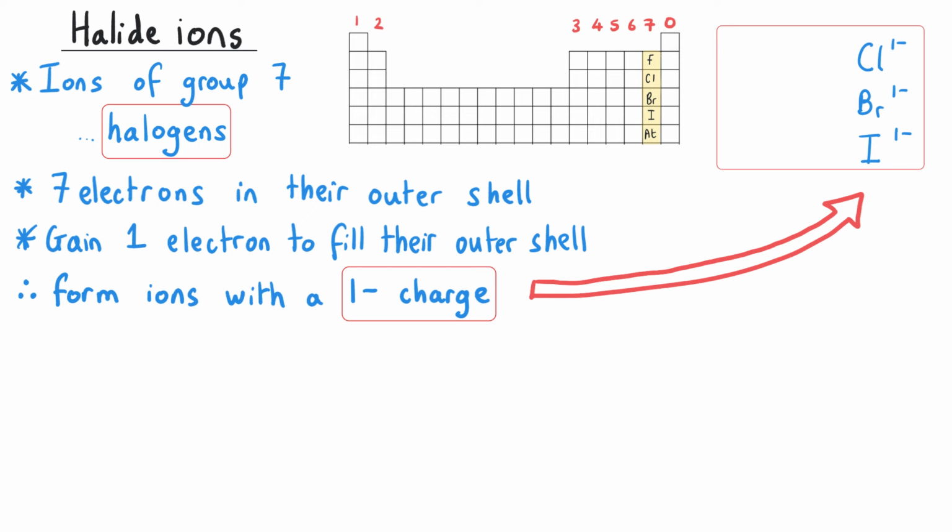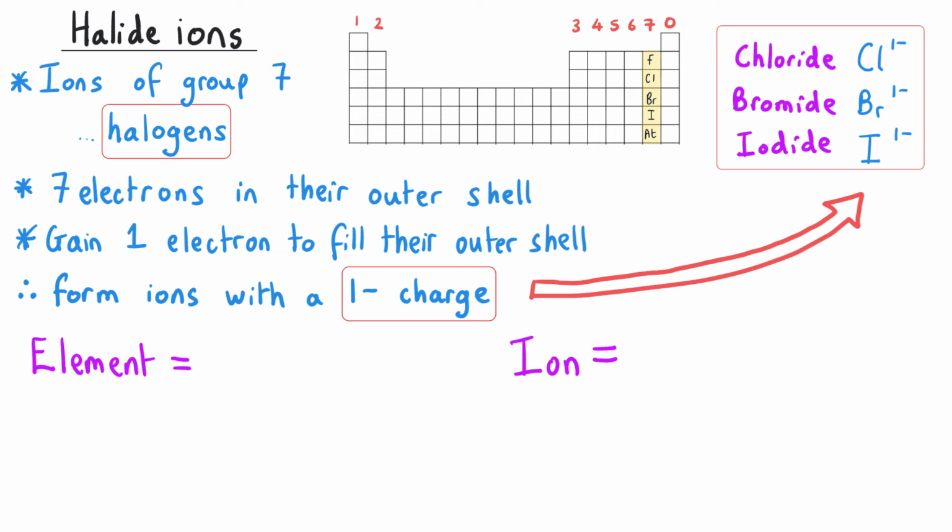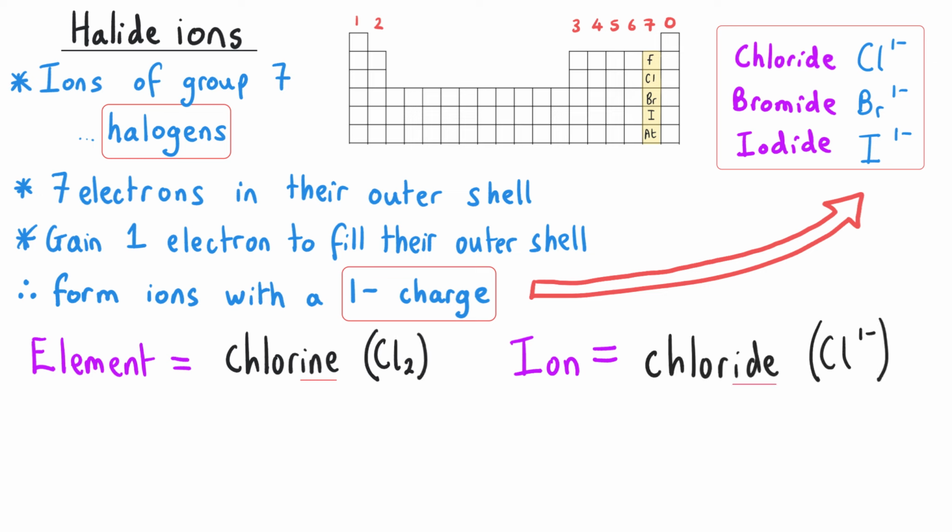When the halogens form ions, we don't call them halogens anymore, we call them the halide ions. So Cl- is called chloride, and then we have bromide, and then we have iodide. It's really important that we make this clarification between the element and its ion. Chlorine with the formula Cl2 is the element, and chloride with the formula Cl- is the ion.